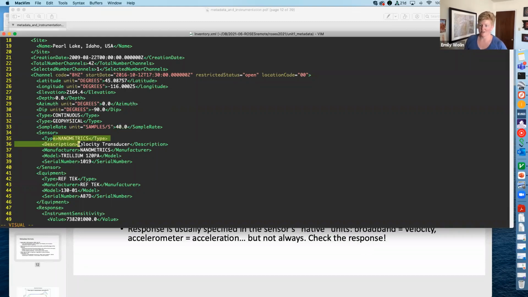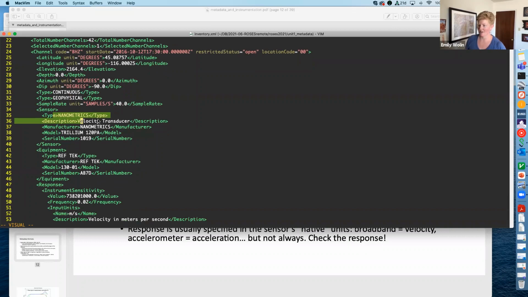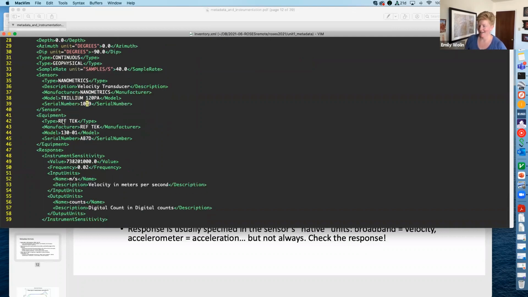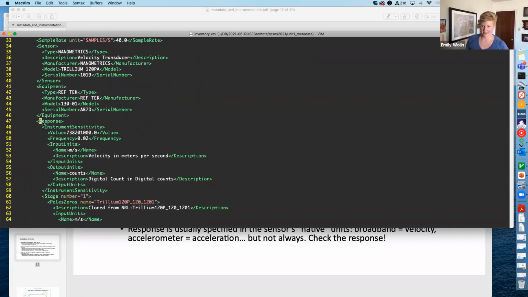Provides information about the sensor. So here we have its velocity sensor. It's a broadband, a Nanometrics Trillium 120 PA. You have its serial number in there. The digitizer is a RefTech 130. And then we get to the response.